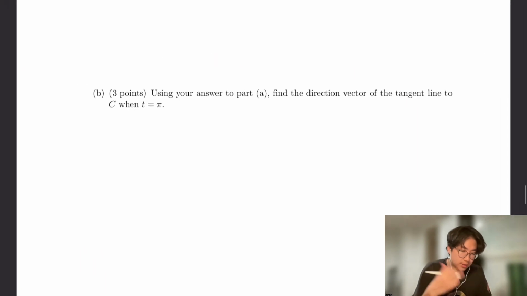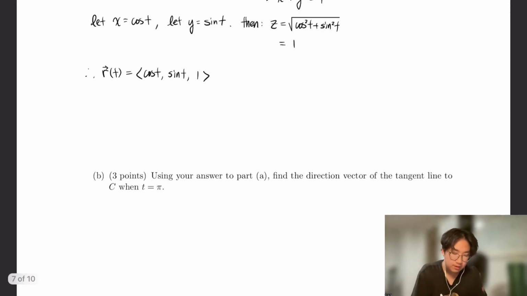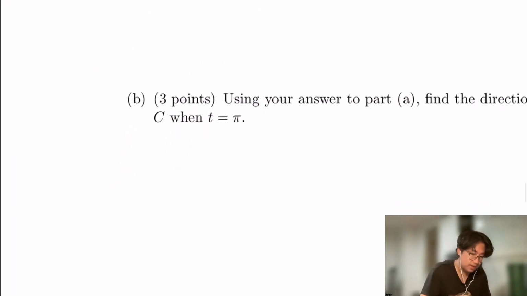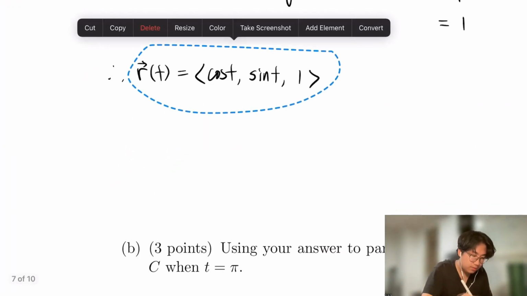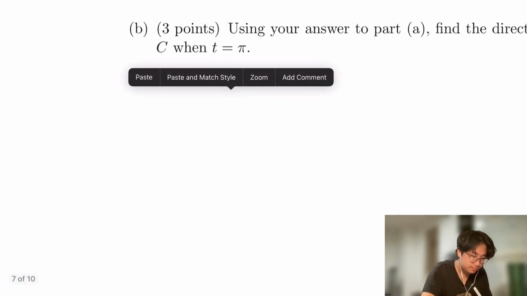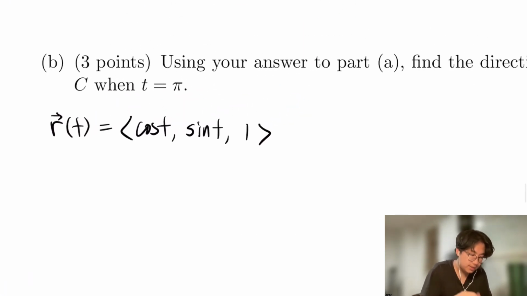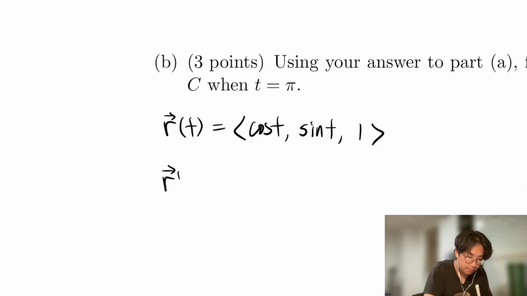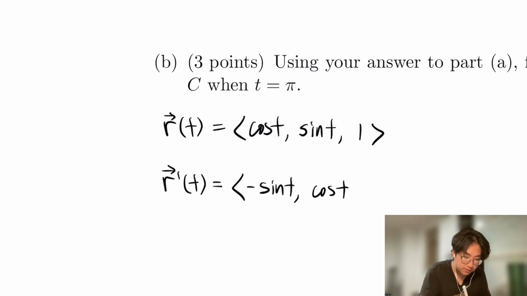All right, and then in part B, we want to use our answer from part A to find the direction vector of the tangent line to C, or curve, when t is equal to pi. So all this question is really asking us to do is simply find the derivative of r of t, so r prime of t, and then simply evaluate at t is equal to pi. So let's do that. Here, I'll just copy down what r of t is equal to. And then we know that r prime of t, we can again just take the derivative of each component. Derivative of cos is negative sine of t. Derivative of sine of t is cos of t. Derivative of 1, obviously it's 0. So we're left with this.